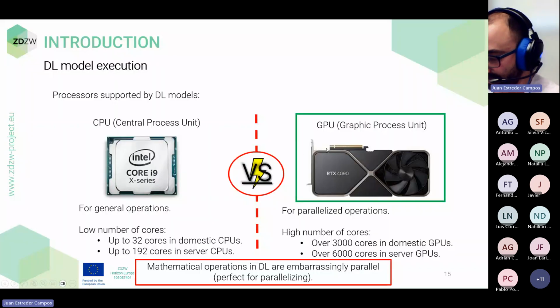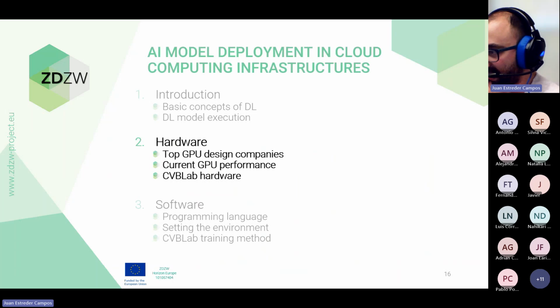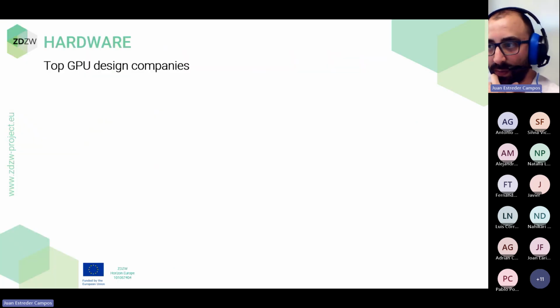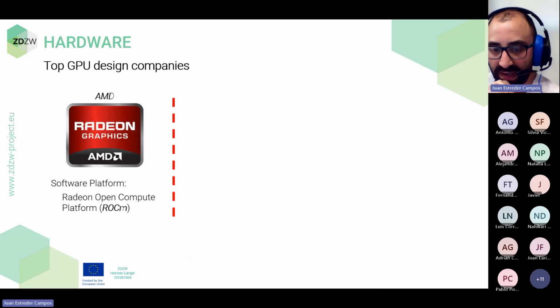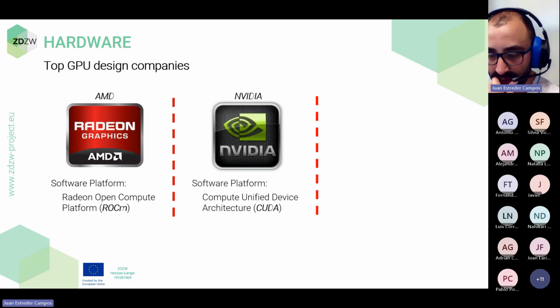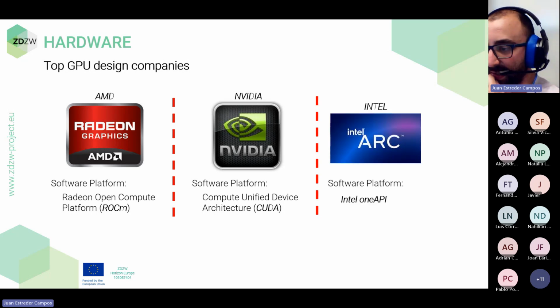So turning back to the presentation, now that we know that we need a GPU to run our models, I want to show you the different companies designing GPUs. First of all, we have AMD graphics with its platform called ROCm. Then we have NVIDIA with its platform called CUDA. And finally, Intel graphics GPUs, whose platform is called Intel oneAPI.